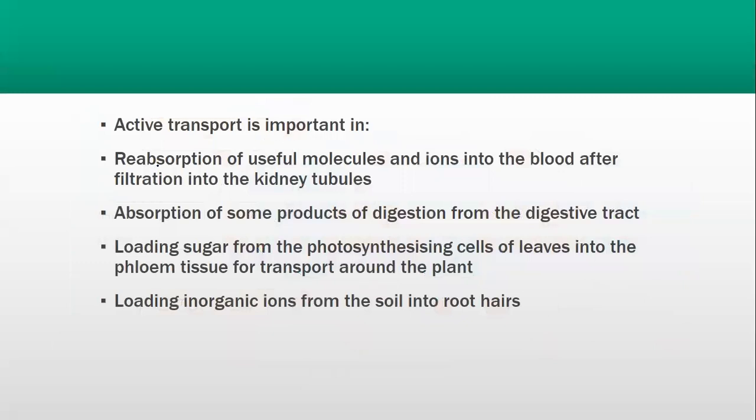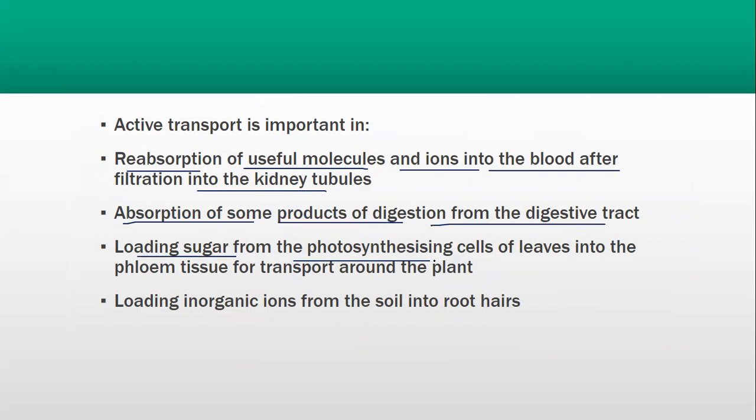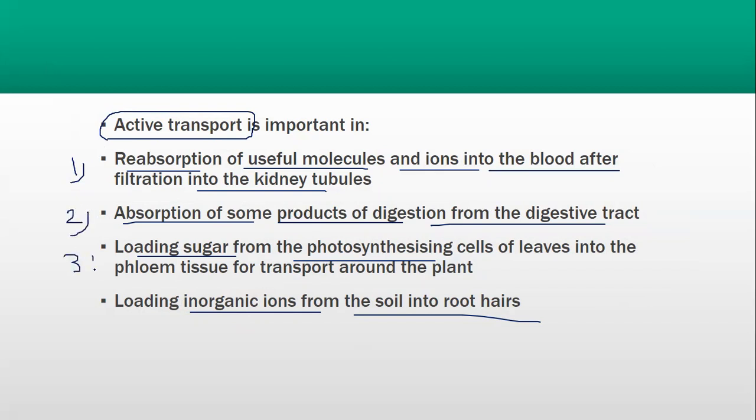Active transport is important in reabsorption of useful molecules and ions into the blood after filtration into the kidney tubules, absorption of some products of digestion from the digestive tract, loading sugar from the photosynthesizing cells of leaves into phloem tissue, or loading inorganic ions from the soil into the root hairs. इन सब में क्या use होता है? Active transport is used in all: reabsorption of useful molecules in the kidney through microvilli, absorption of some products of digestion, loading sugar in phloem tissue, and loading inorganic ions from the soil into the root hair cells.